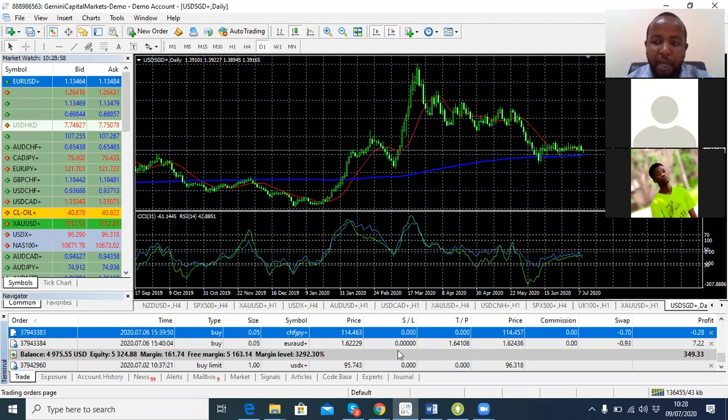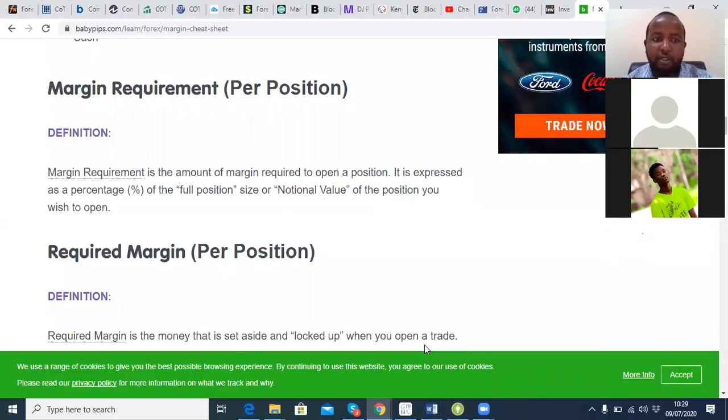It keeps moving depending on the P&L, the floating profits or losses, so this percentage keeps changing. This is very, very important, and we are going to see how it affects the account. It is expressed as a percentage of the full position size or notional value of the position that you wish to open.